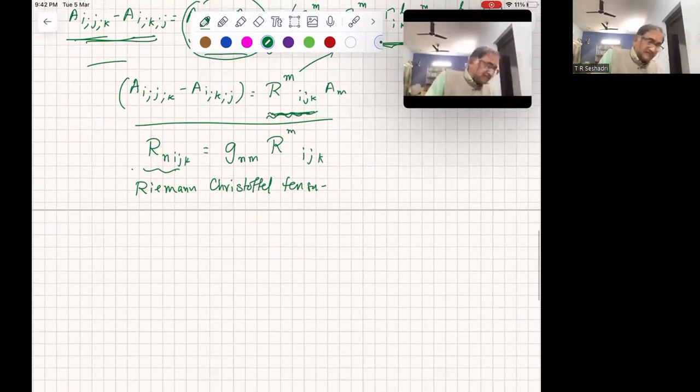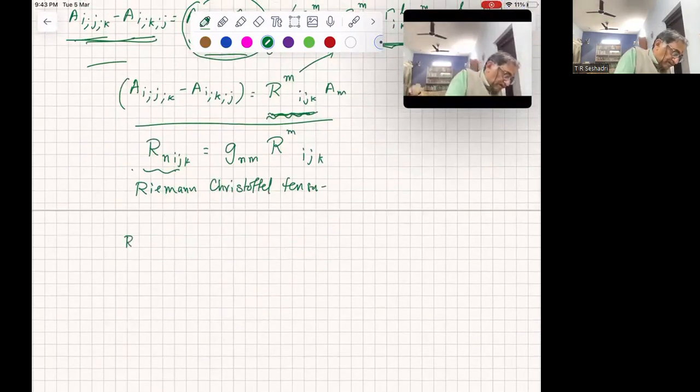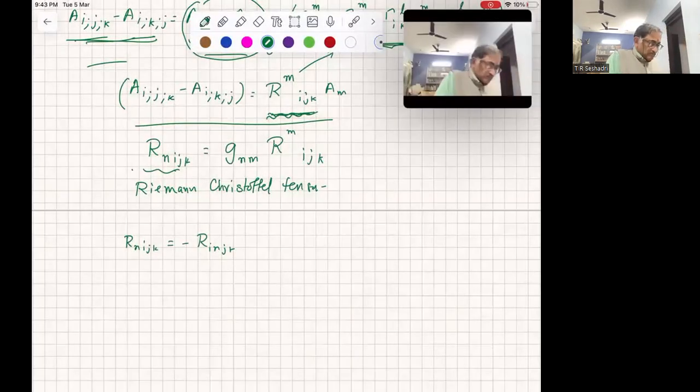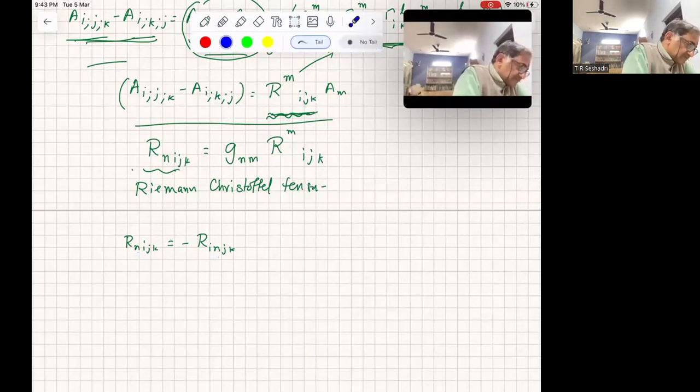Now, what are the properties of this? I'll give it to you as an exercise. You will have R, N, I, J, K equal to minus R, I, N, J, K. That is, it is antisymmetric in the first two indices.